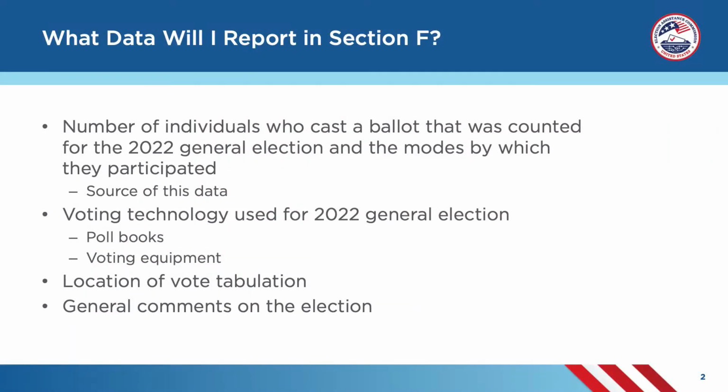Section F of EAVS asks for the following information about the 2022 general election. First, how many people cast a ballot that was counted for the election, and how did they cast those ballots? You'll also report the source of that data on participation. Second, what kind of poll book and voting technology did your jurisdiction use to support its election efforts? Third, where does your jurisdiction tabulate its votes?